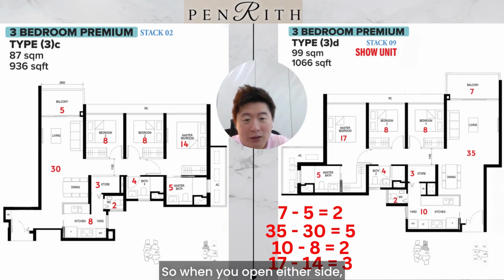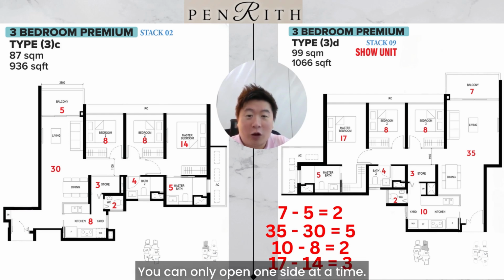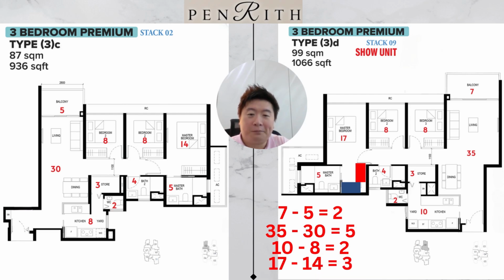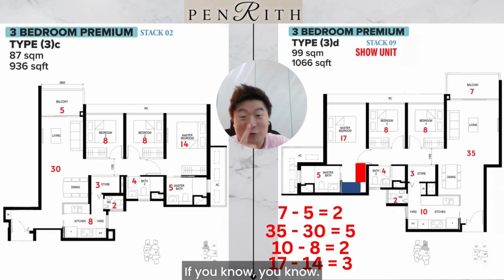So when you open either side, you cannot open the other side. You can only open one side at a time. So imagine your wife's clothes are on this side, yours are on this side. So when you take your clothes, your wife cannot take hers. Can see some potential issue there. If you know, you know.